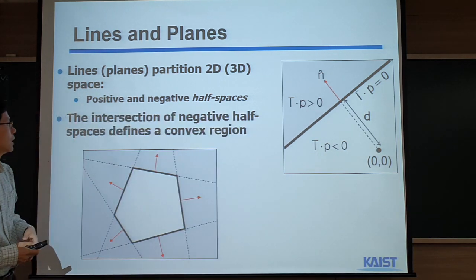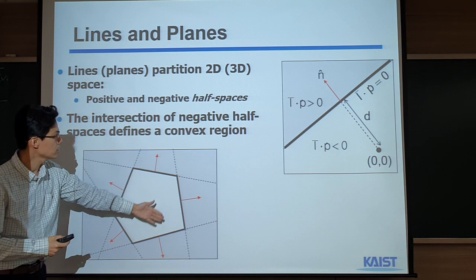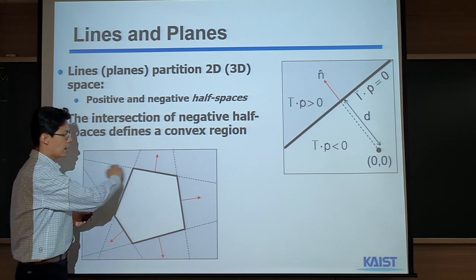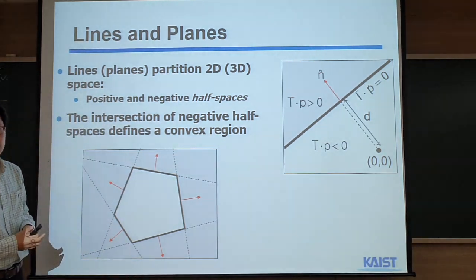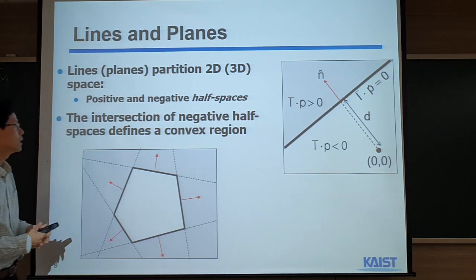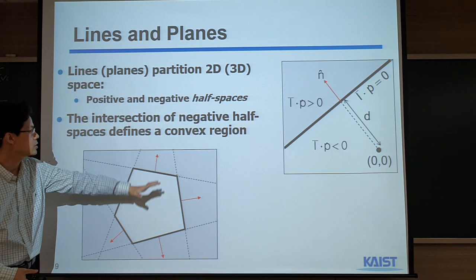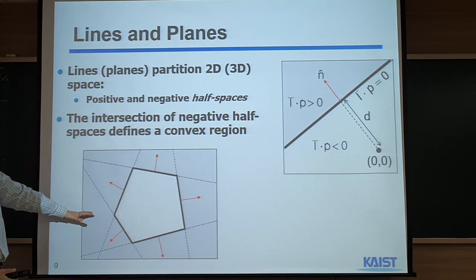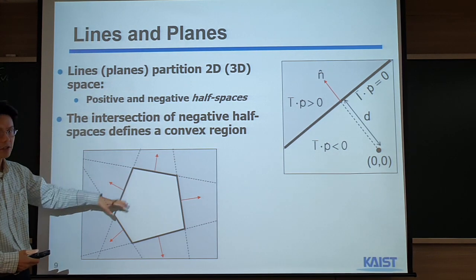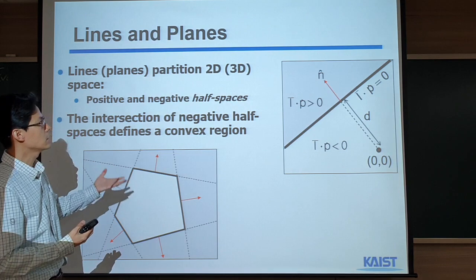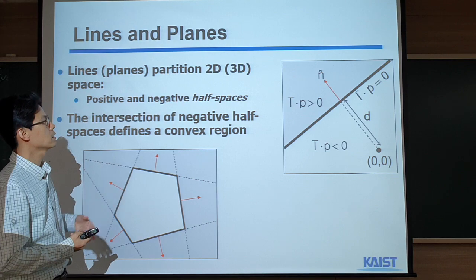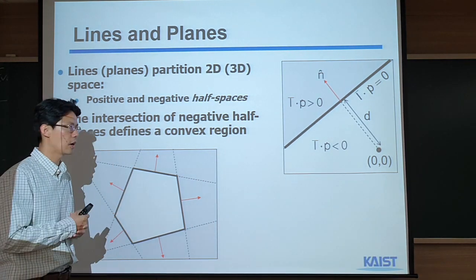That's why I mentioned this line partitions the space into a positive side and a negative side. If you want to define some sort of convex region, you can represent each edge with a line, right? And you define the normal of each line heading outside of the convex region. Then the intersection of these negative half spaces defines the convex region. So based on these lines, we can even define the triangle area.